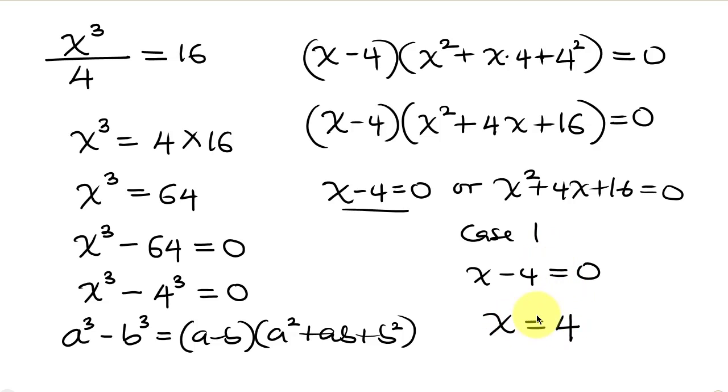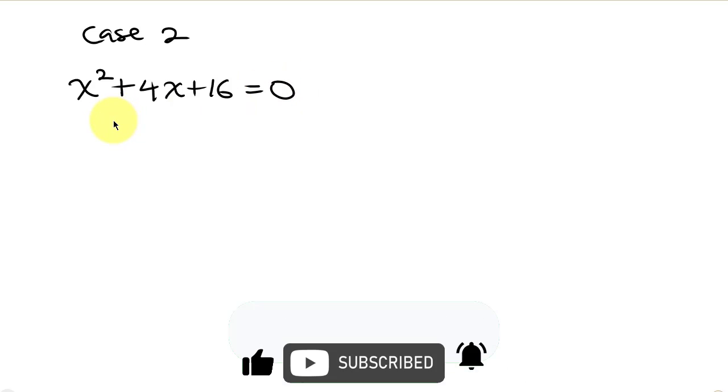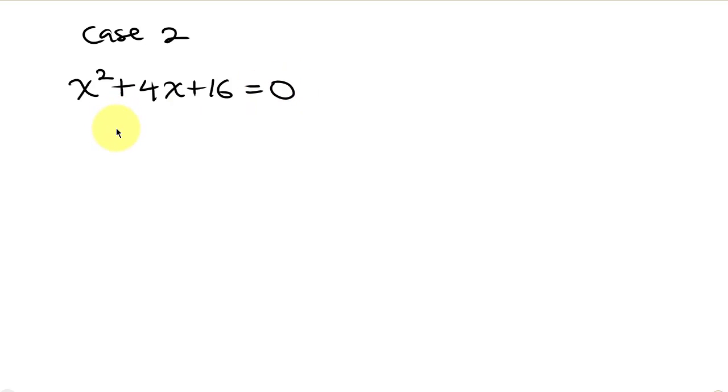Now let's get other solutions for x from this second equation. So this is going to be our case 2. We have x squared plus 4x plus 16 to be equal to 0. Now you notice that this is a quadratic equation that cannot be factorized. So we're going to be depending on the quadratic formula to solve this. Now to solve this, our a is the coefficient of x squared, that is 1.